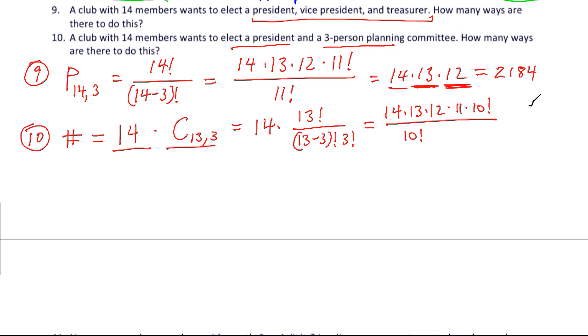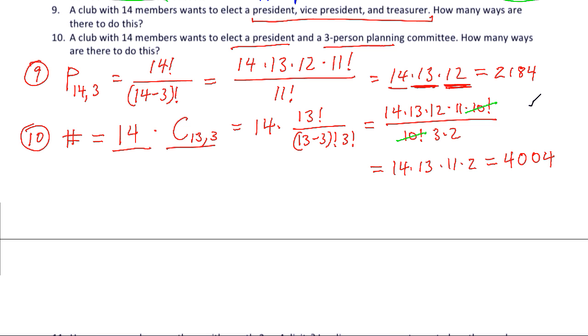13 minus 3 is 10, times 11 times 10 factorial, over 10 factorial, 3 times 2, and I won't write times 1. So the 10 factorial cancels out, and the 3 times 2 cancels with the 12, leaving a 2 in the numerator. One way or the other, it's 14 times 13 times 11 times 6. No. Careful, John. 14, 13, 11, and then the 12 canceled the 6, leaving a 2. And that's equal to 14 times 13 times 11 times 2, 4,004.